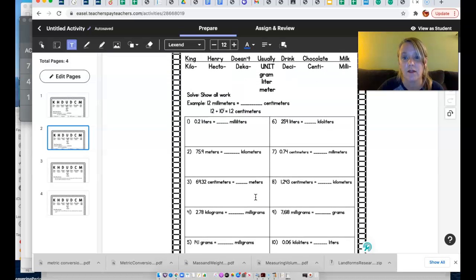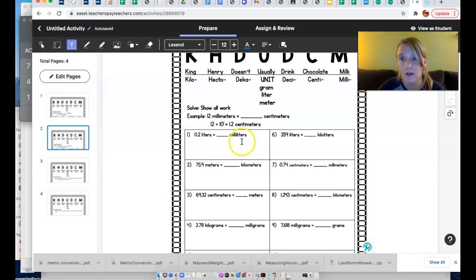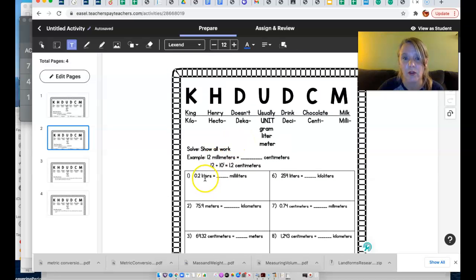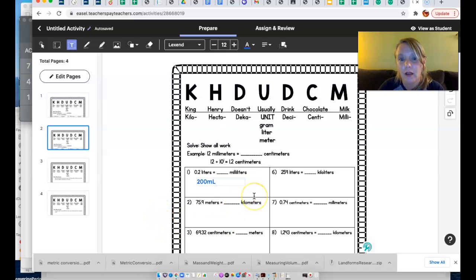Second page is the same stuff. You're seeing some more liters on this page. Okay, so let me just do this one with you. From liters to milliliters. All right, so we've got 0.2 liters over to milliliters. Liters is this unit right here, standard unit of volume. So we're going to go 1, 2, 3 spaces to the right. And our answer then would be 200 milliliters. Make sense? I hope.